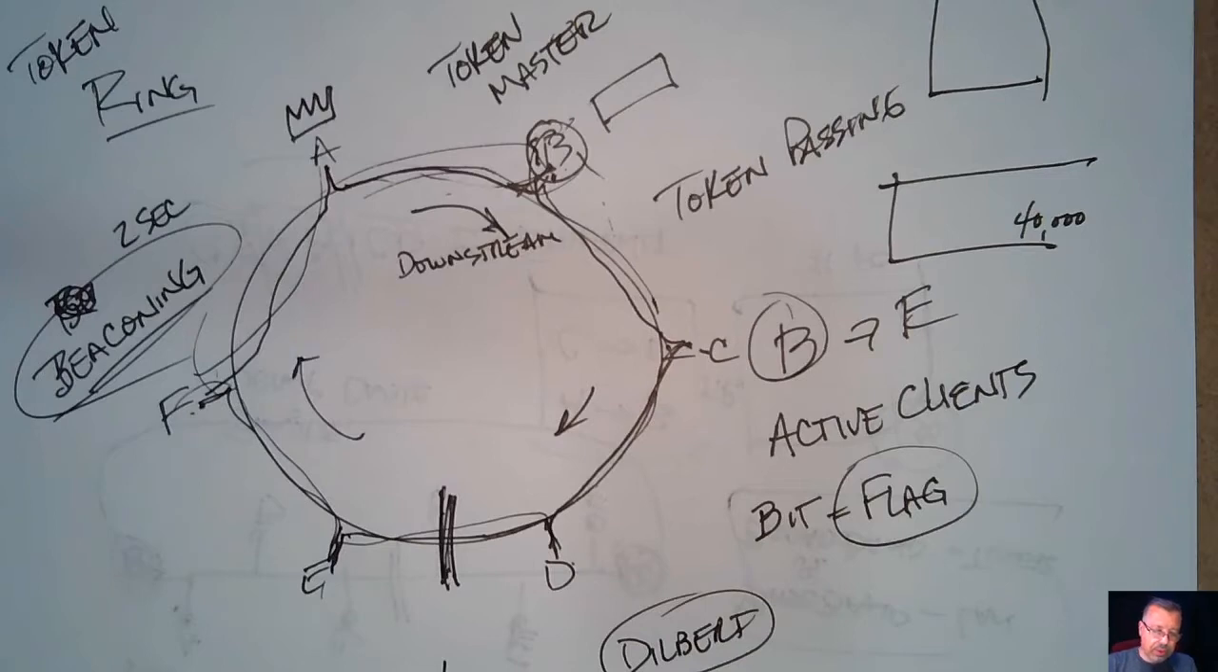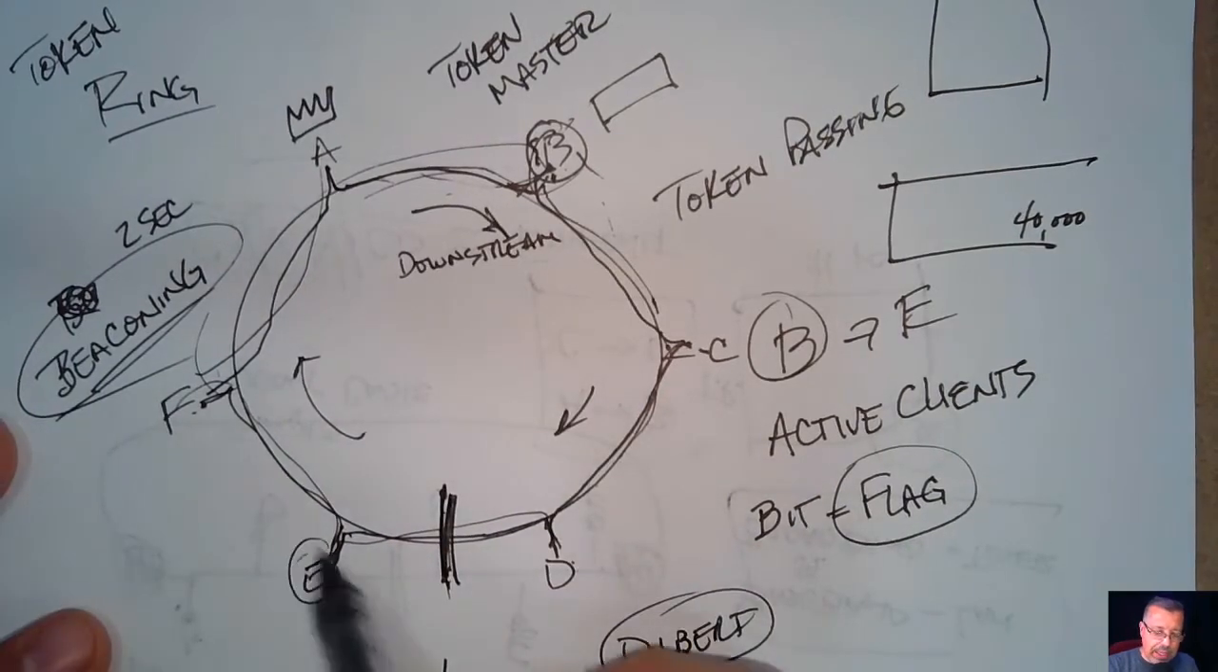And so the machine will start to beacon. And a beacon, it's a special token. It's kind of an emergency token. So the machine will create this emergency token and send it downstream. And it will continue to do that until it hears from its upstream neighbor. Okay. So let's say we got a break here.